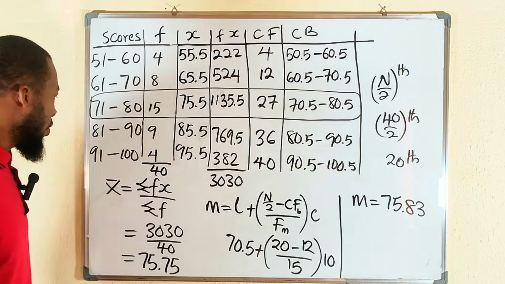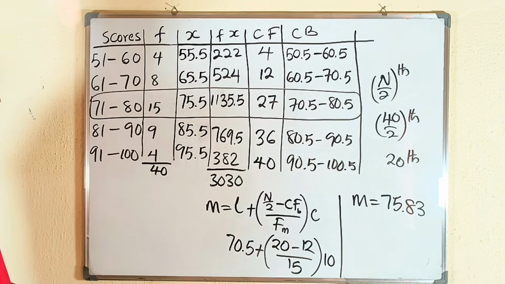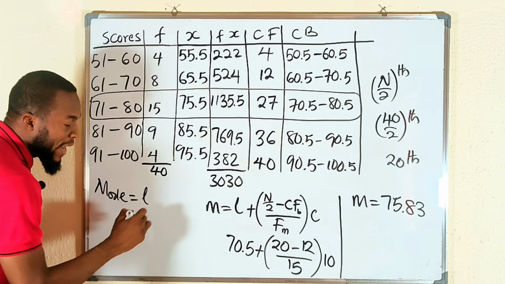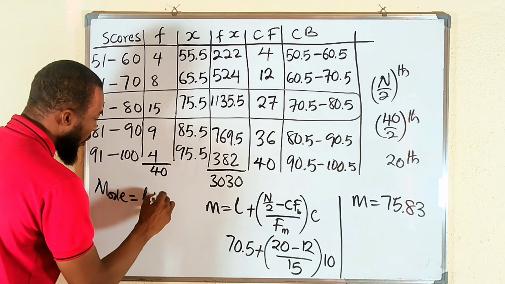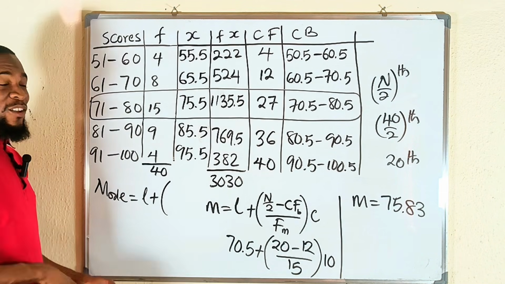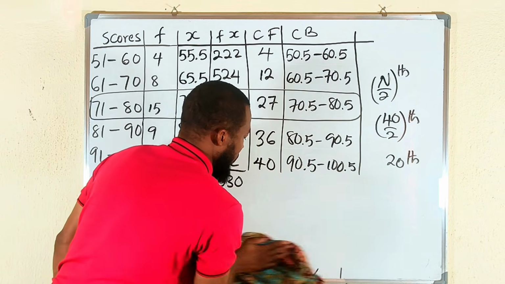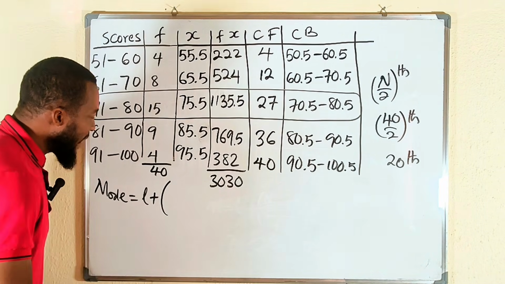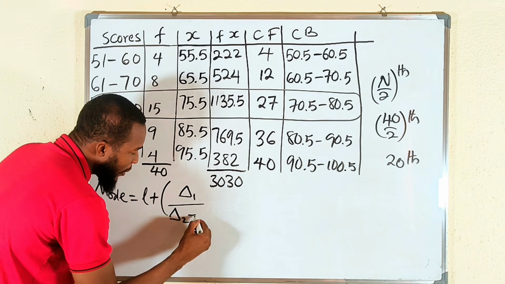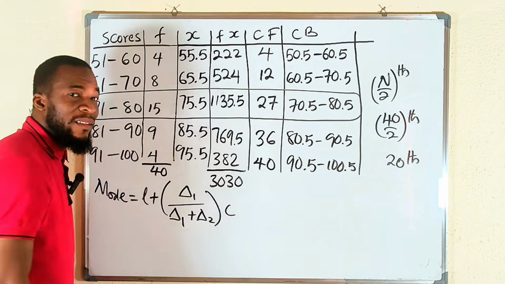We don't have more space here, so I'll be deleting some of this information. How can we calculate the mode? So let me write it in full. The mode is equal to the lower class boundary of the modal class plus, all right, anything you wish to see, you can reverse the video. Let me take down this as well. Plus delta 1 divided by delta 1 plus delta 2, multiplied by the class size.